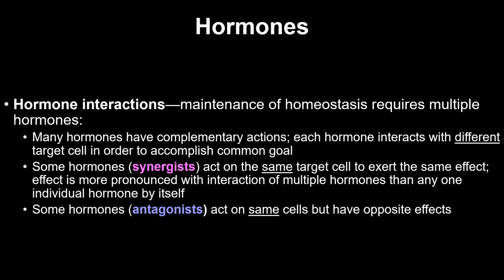Other hormones may act on the same target cell to exert the same effect. This is a process known as synergism, and so these hormones are synergists, and they have more pronounced effects when acting together than when they act alone. Sometimes, however, hormones that act on the same target cell have opposite effects, and this is an antagonistic effect, where they act on the same cell, but they work to inhibit each other's effects.